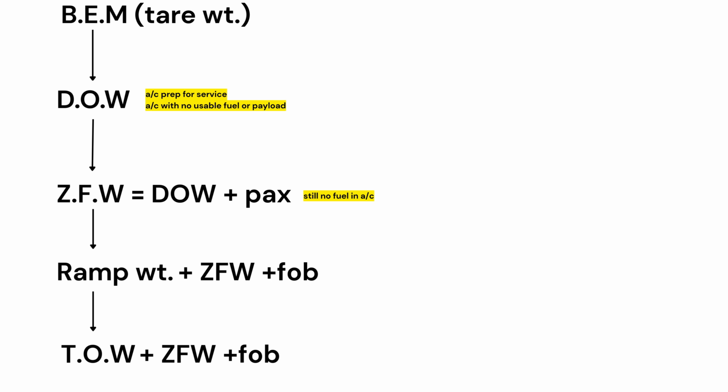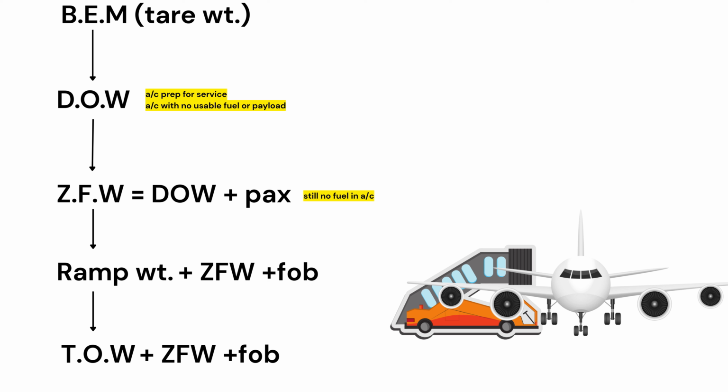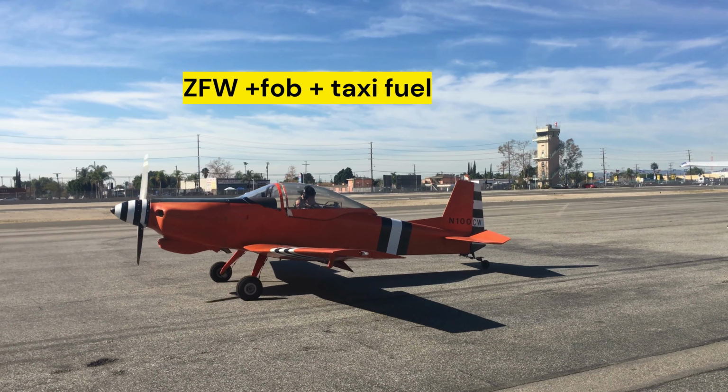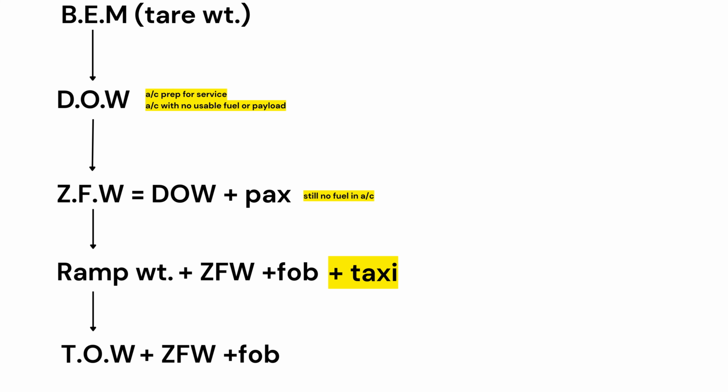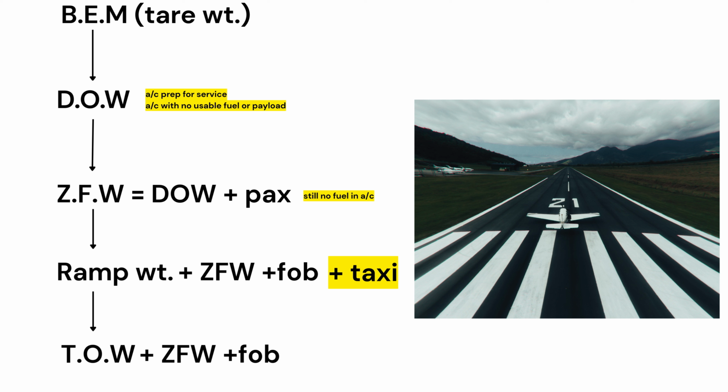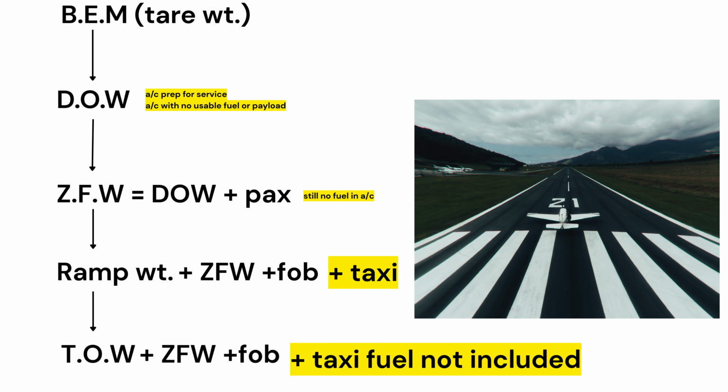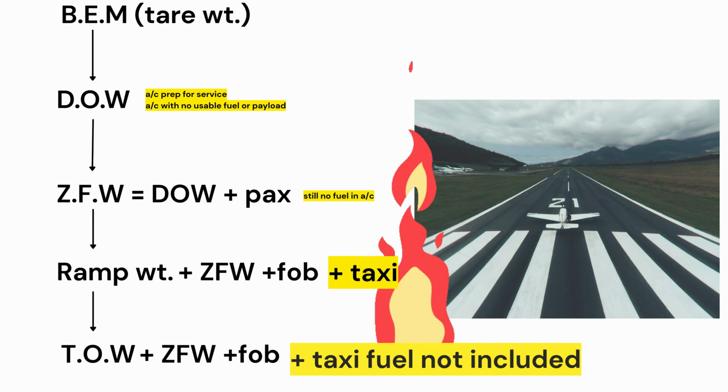But here's the simple difference. Ramp weight is when you're sitting at the ramp with all your fuel on board plus extra taxi fuel, because you need this fuel just for taxiing to the runway. Takeoff weight, TOW, is your weight when you're actually on the runway ready for takeoff. It's zero fuel weight plus fuel on board, but not taxi fuel, because you've already burned that while taxiing.